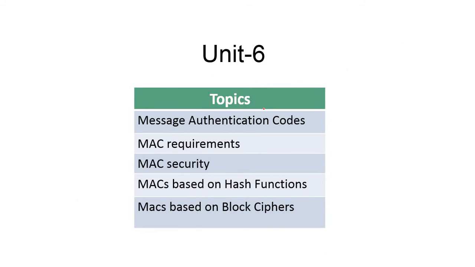And then we moved towards the message authentication code. In terms of message authentication code, we have discussed MAC requirements, MAC security, MACs based on hash function, and MACs based on block cipher. Get it? So basically, MAC is used to verify the integrity of a message. Integrity may be in terms of content modification, sequence modification, timing modification, or it could be source repudiation or destination repudiation.